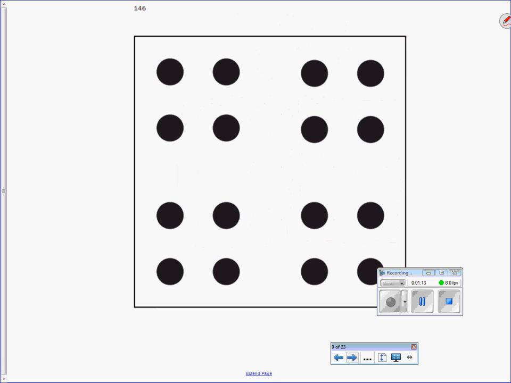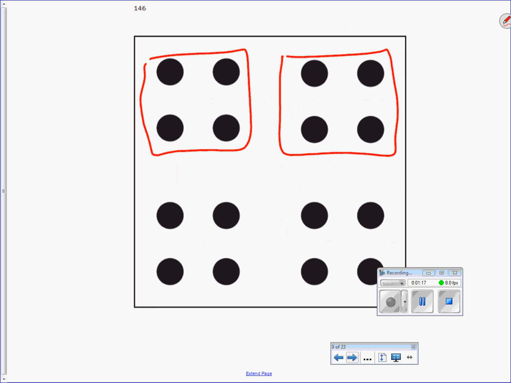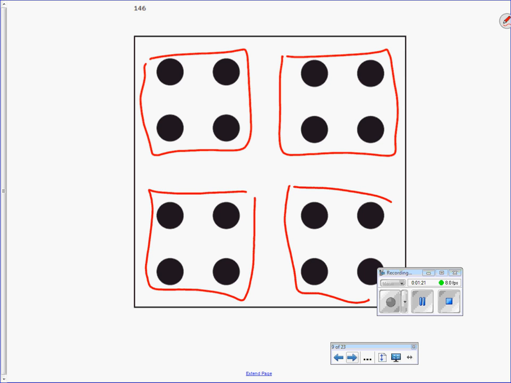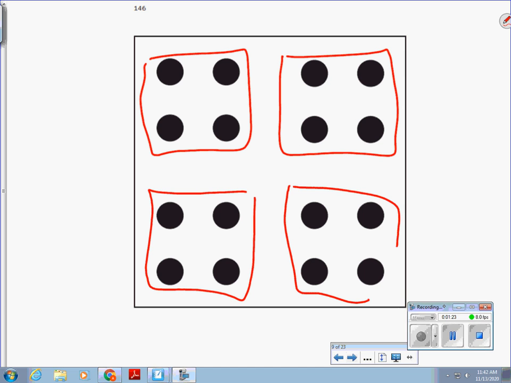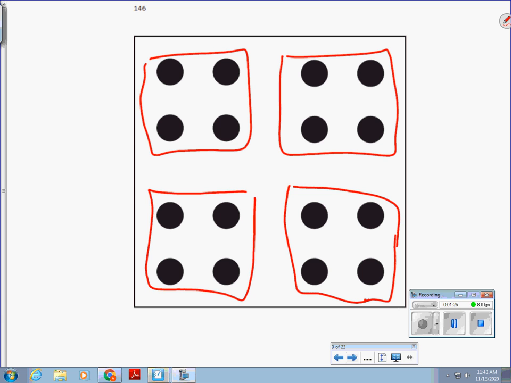Okay, on this one, we have 1, 2, 3. Okay, and 4 groups. So we have 4 groups, and we have 4 in each group, and this would be a square. And 4 times 4 would equal 16.